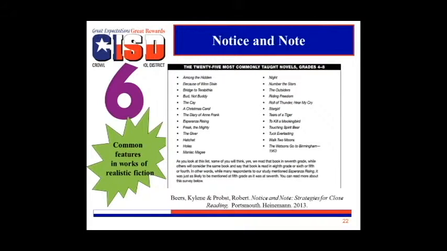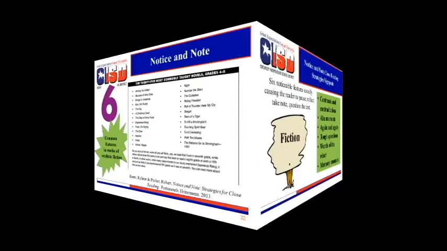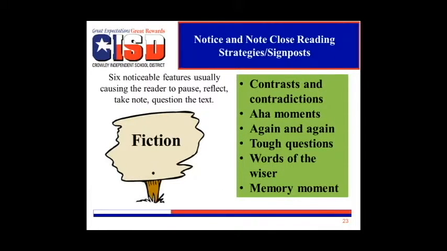Although the Notice and Note strategies can be used with short stories, literary nonfiction, and poetry, most commonly taught novels also contain the 6 common signposts of Notice and Note. The 6 signposts are contrast and contradictions, aha moments, again and again, tough questions, words of the wiser, and memory moment.